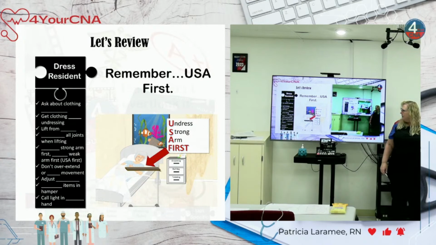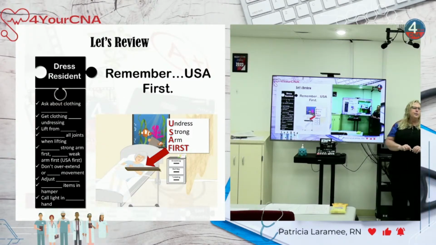Okay. Dressing a resident. What do we need to ask them? Okay, we're going to ask permission. We're going to do that during the opening. What do we need to ask them about dressing? Yeah, what do they want to wear? Because they have the right to choose their own clothing. We're not going to choose that for them. When do we want to get the clothing? Before we undress them or after? Why? Because they're going to be exposed while you wrap the clothing. That's right. We want to limit the exposure as much as possible.